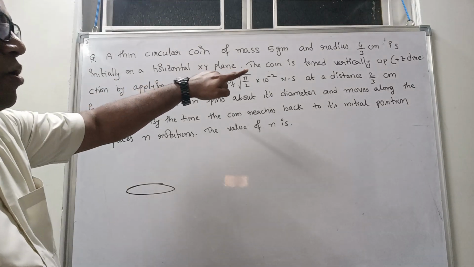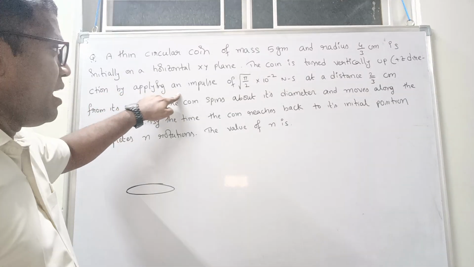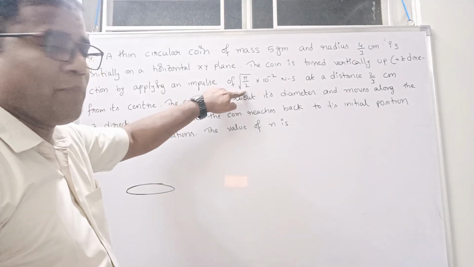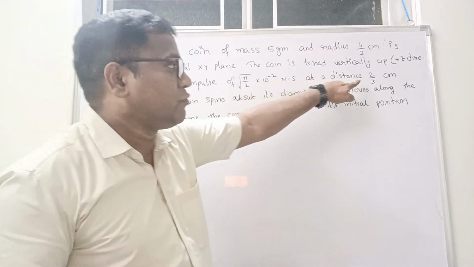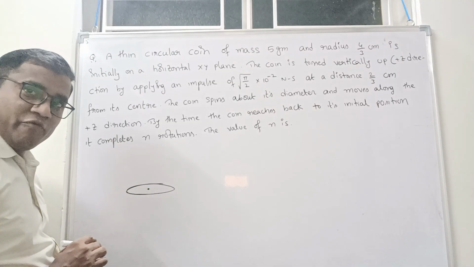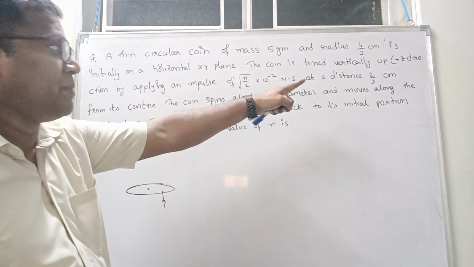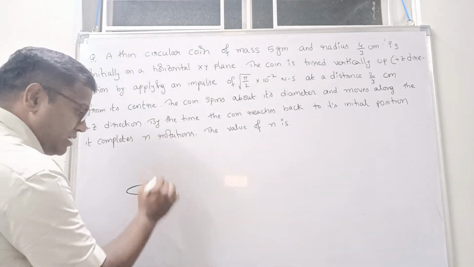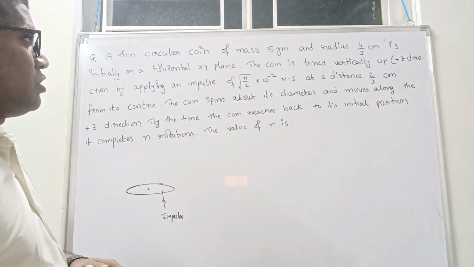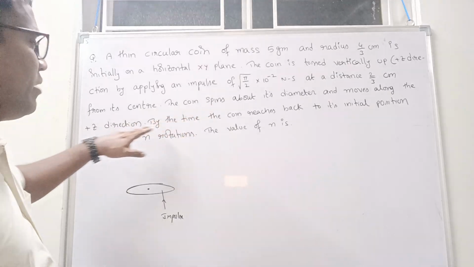The coin is tossed vertically up by applying an impulse of root pi by 2 into 10 power minus 2 Newton second. So here he applied some impulse at a distance of 2 by 3 centimeter from its center. For example, it is the center here, and from the center at a distance of 2 by 3 centimeter, he applied the impulse. So now what will happen? The coin spins about its diameter and moves along the z direction.